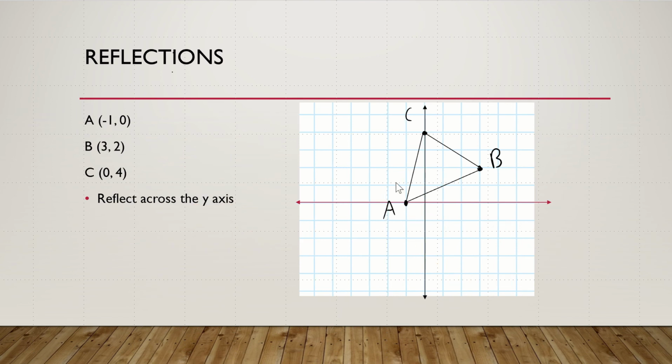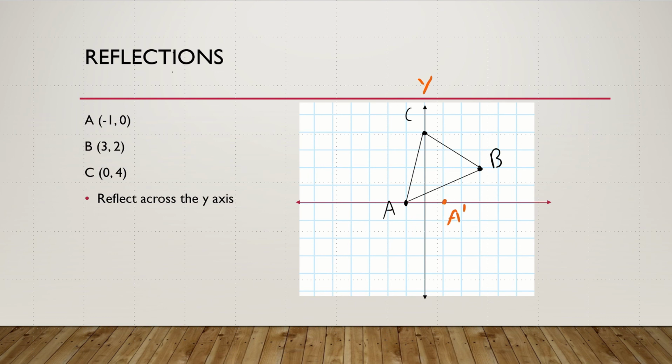So here we have our 3 points, A, B, and C, and we're going to reflect it across the y-axis, which is this axis right here. So let's begin with point A. Point A is a distance of 1 from the y-axis, so A prime will also be a distance of 1 on the opposite side. So A prime is right here.